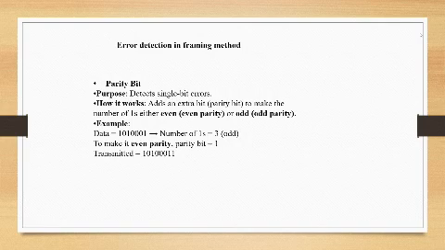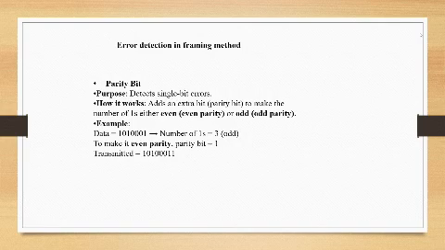Next is error detection in framing. In that, the parity bit is the main method. The purpose of the parity bit is to detect single bit errors. It works by adding an extra bit, the parity bit, to make the number of ones either even or odd, that is, even parity or odd parity.